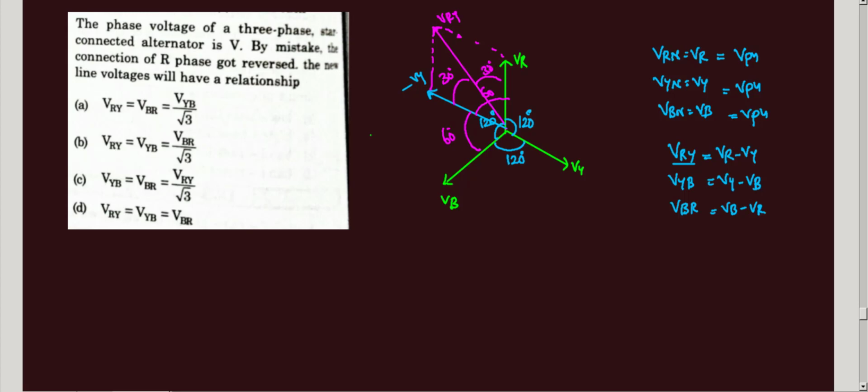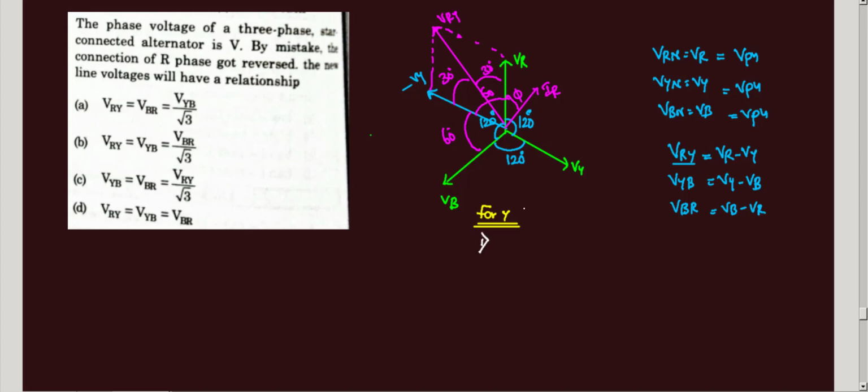If I have a phase current IR, this is phi. From this, what are the questions we can have? What are the questions for 1 mark you can have? First question for star connected. This is a star connected. For star connected, what is the first question you have?